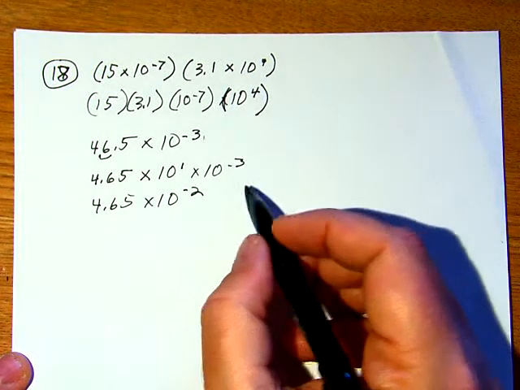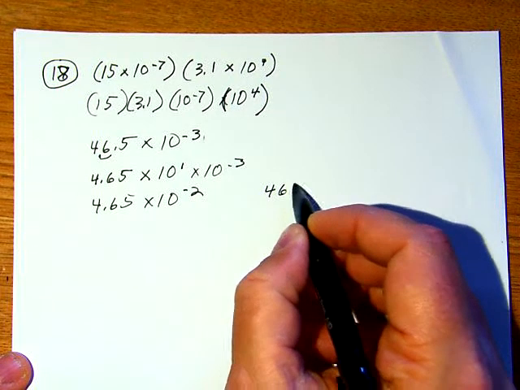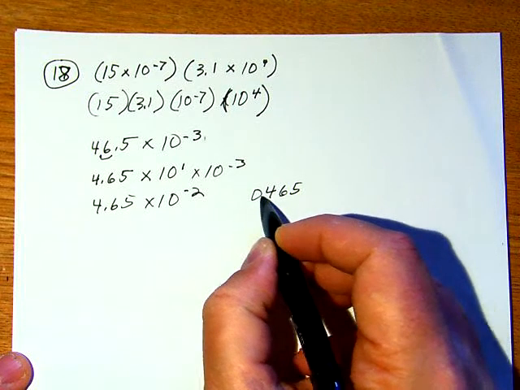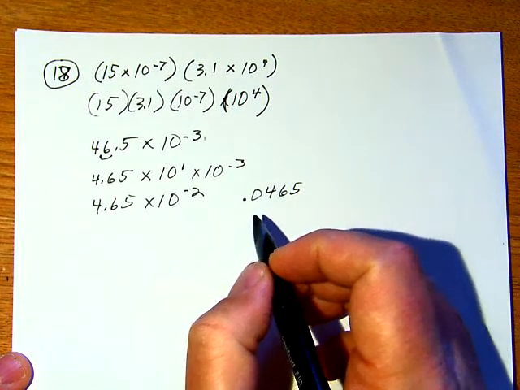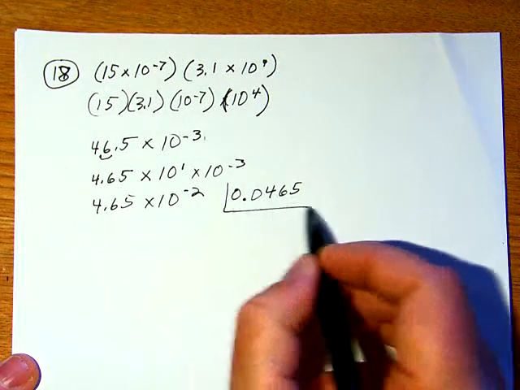Okay, and then if we wanted to write that as a decimal, 465, and we're going to move the decimal place 1, 2, there's the decimal, and that is the number written in standard form.